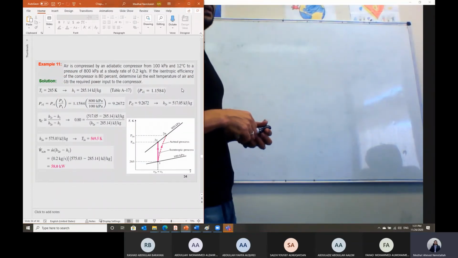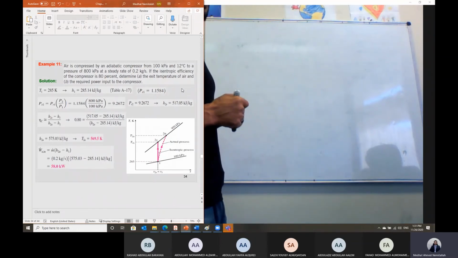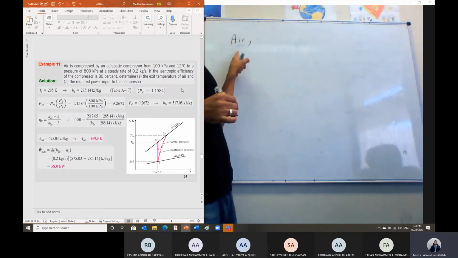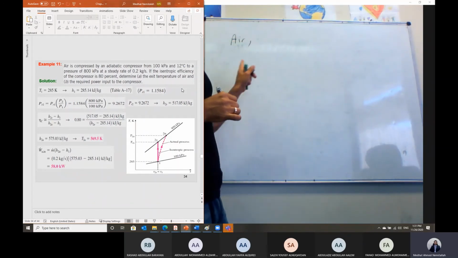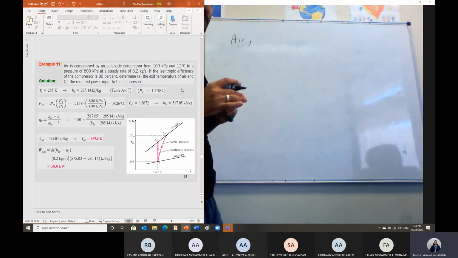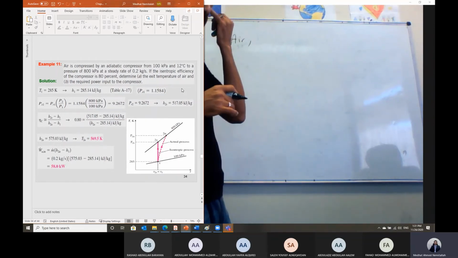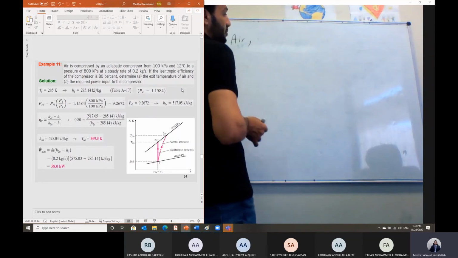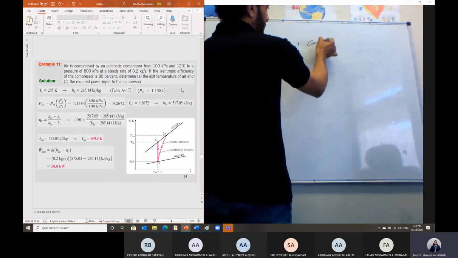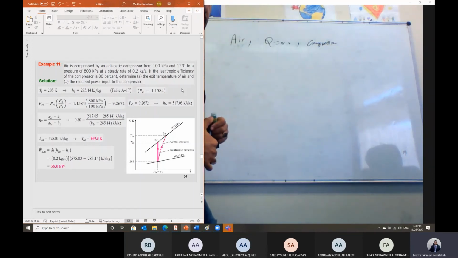In this example, we have air compressed by an adiabatic compressor. When you read the problem, first write down the working fluid. If it is steam, I will stick to the table or refrigerant. If it is gas, I decide in my mind that this is an ideal gas, so Pv = RT can be applied. Adiabatic means heat transfer is equal to 0, and the device is a compressor, which is an open system, steady flow device.